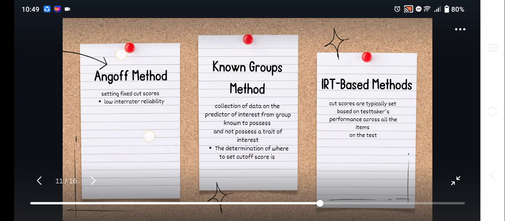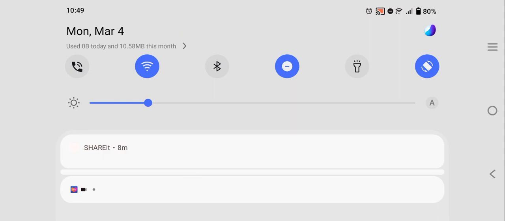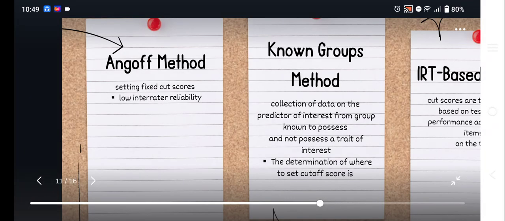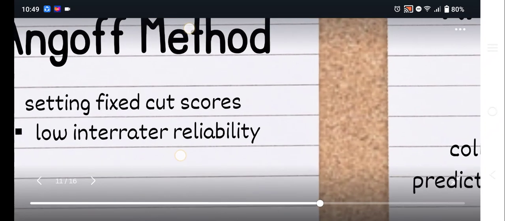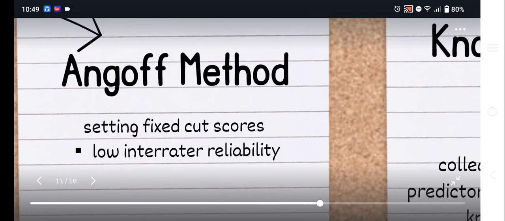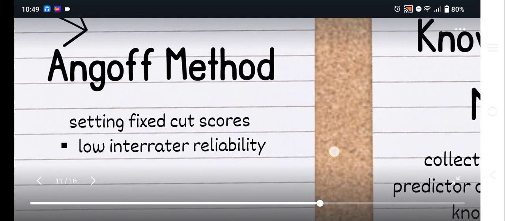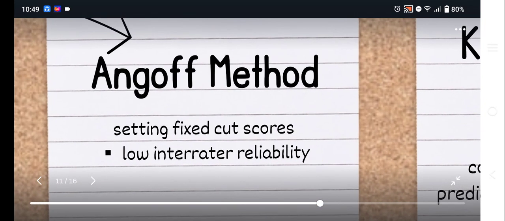Okay? Ito yun si Angoff, ha? Hindi na yun. Okay? Si Angoff method. Okay?